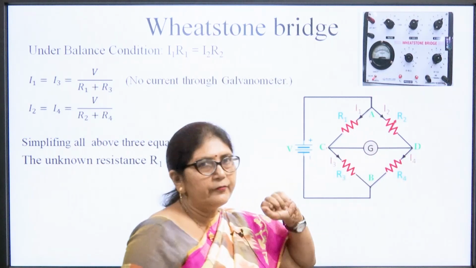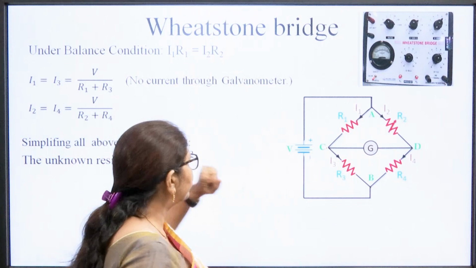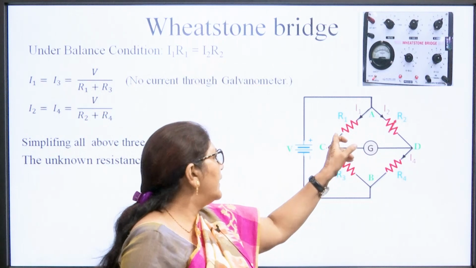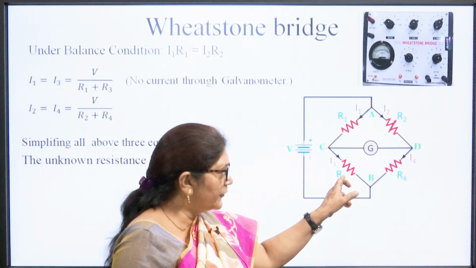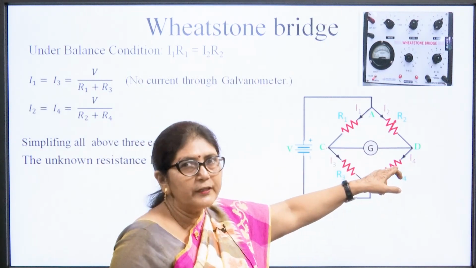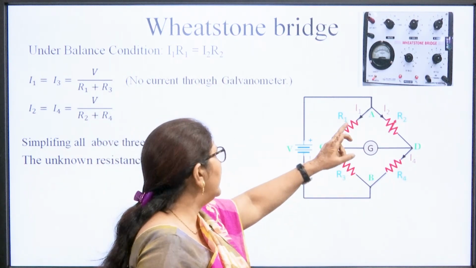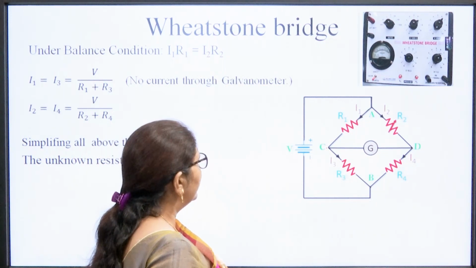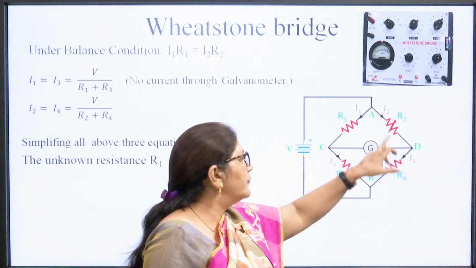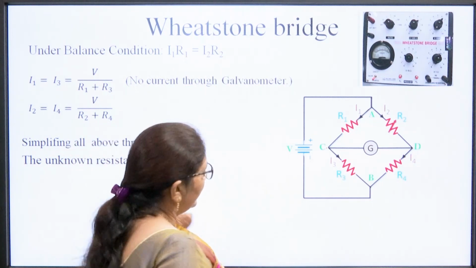So, it means I1 R1 is equivalent to I2 R2 as shown here. Then next, if we find out the value of I1, so we can see that I1 is equal to I3, the same current is flowing because there is no current through the galvanometer. So, I1 is equivalent to I3, and that is equivalent to V by R1 plus R3. Similarly, I2 and I4 are equal, and this is equivalent to V by R2 plus R4.